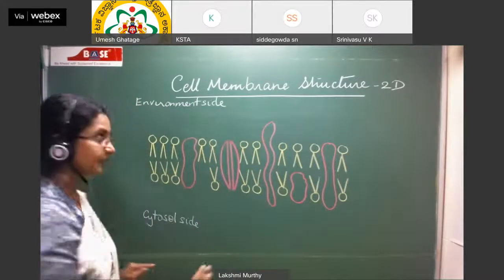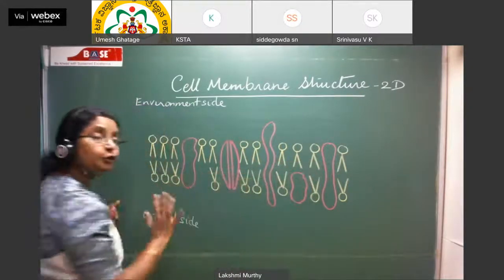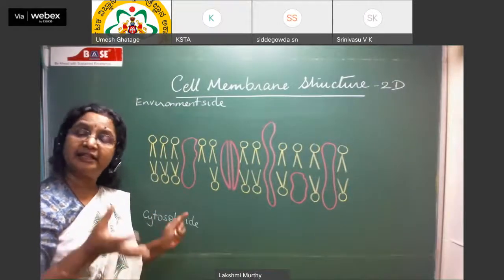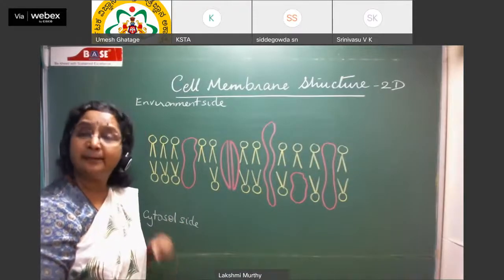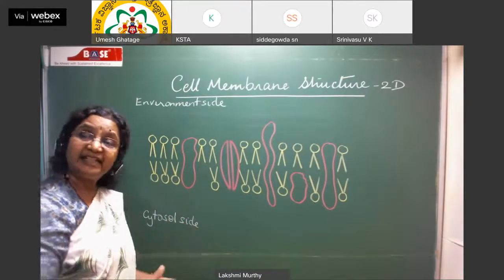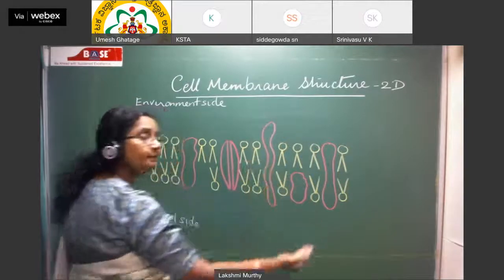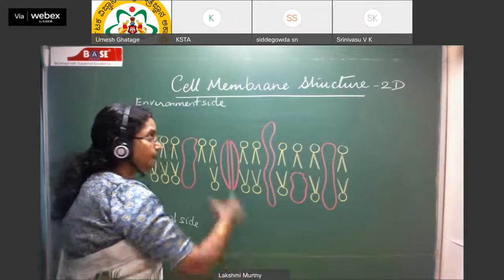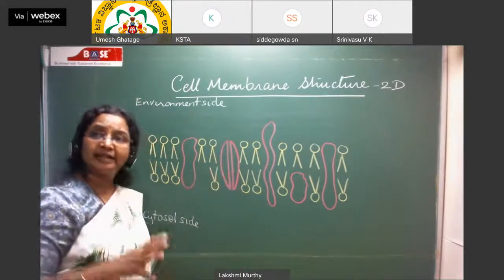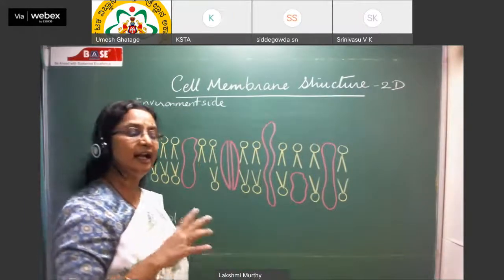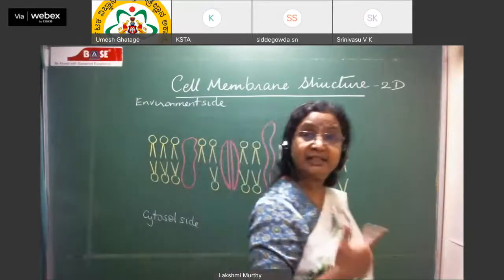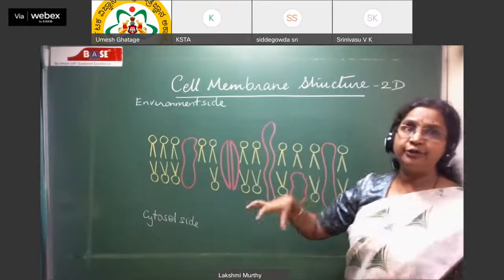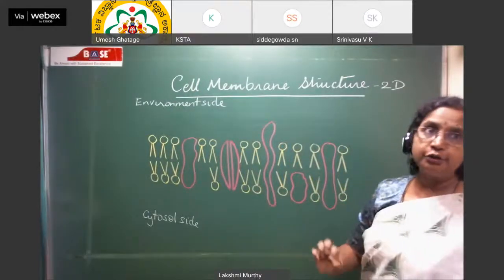But whatever said and done, whatever I have drawn for you now, they are all going to be integral proteins, which are either partially embedded or completely embedded and emerging from the bilipid layer. They are all integral proteins. If you have to remove them from the membrane, it is very difficult. You need to have high speed centrifugation technique done in order to remove them from the lipid layer. That is what you're going to find here.